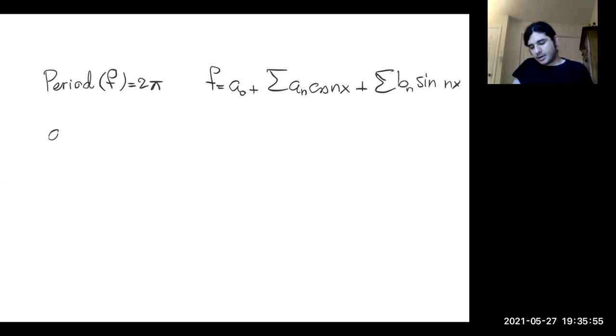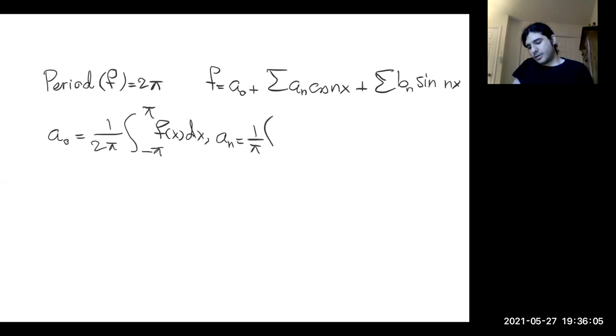Whereas we saw a naught was 1 over 2 pi integral from minus pi to pi f of x dx. An is equal to 1 over pi integral from minus pi to pi f of x cosine of nx dx. And bn, the similar thing with sine.